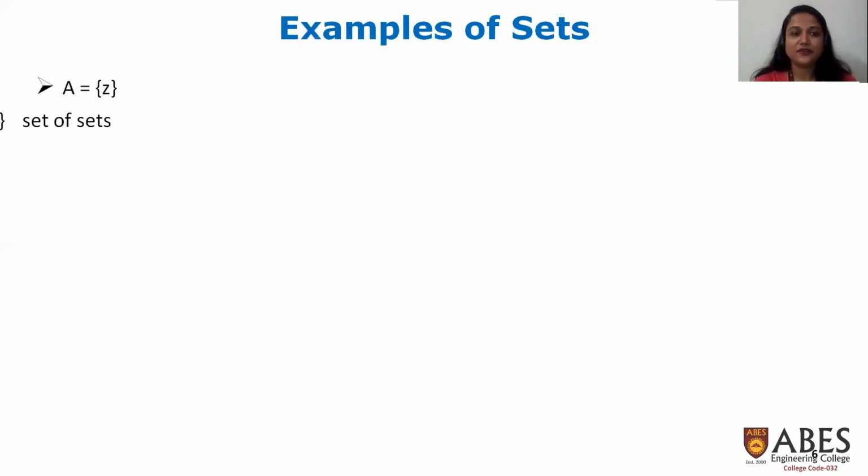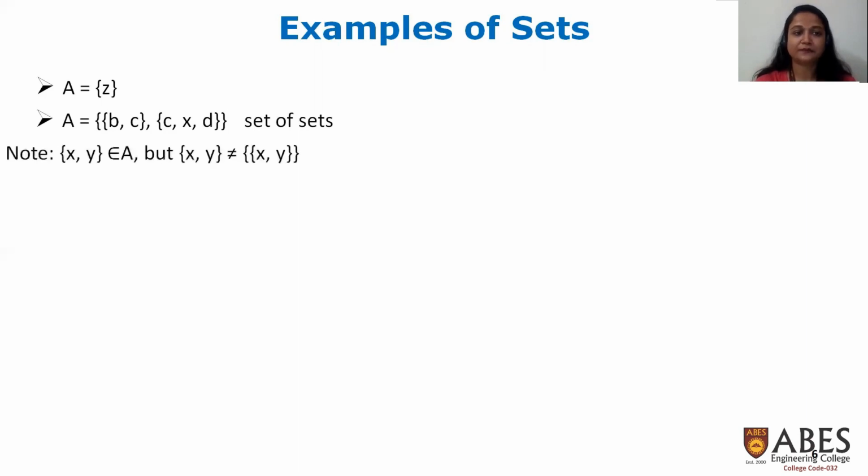There are some examples of set A. A equals {z} means it consists of a single element, so that is also called a set. And if we have multiple groups within a single set, which are further enclosed within curly brackets, then it is called a set of sets.